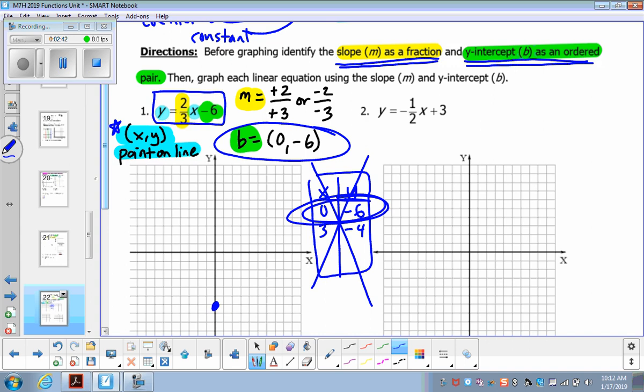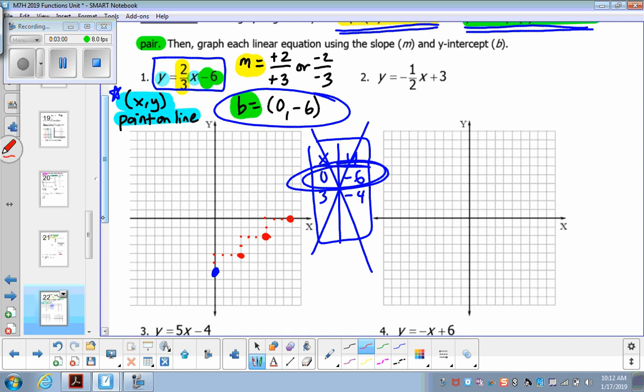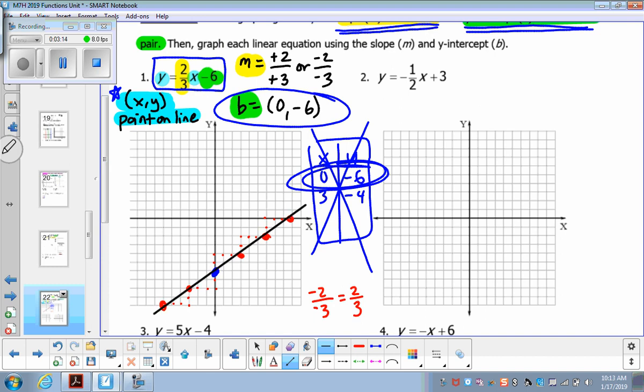Now we can use the coefficient, the 2/3, to build a staircase to get the rest of the points. First, you can go up 2 over 3, up 2 over 3, up 2 over 3. Or you can go down 2 and back 3, because a negative divided by a negative is still a positive overall. So now I'm going to go down 2 more and back 3. We connect our points and make sure we put arrows on the ends. And that is how we have graphed the line for 2/3 x minus 6 without needing an input-output table.